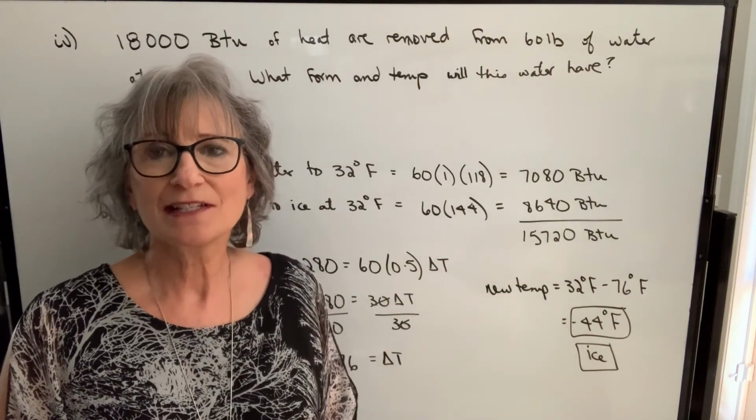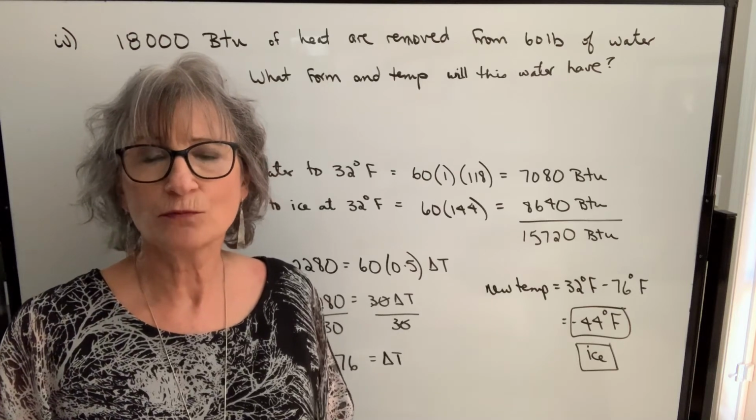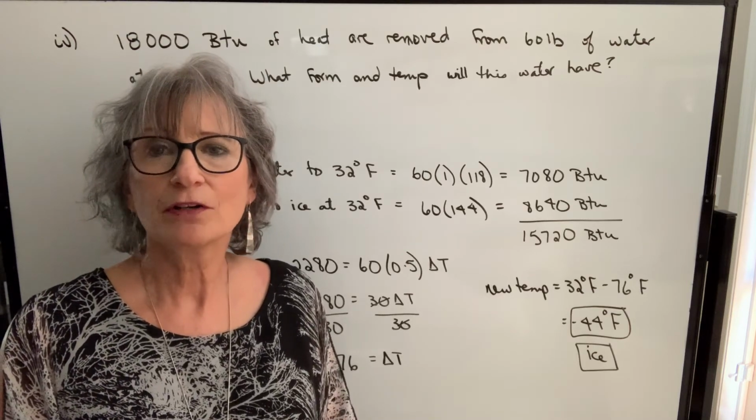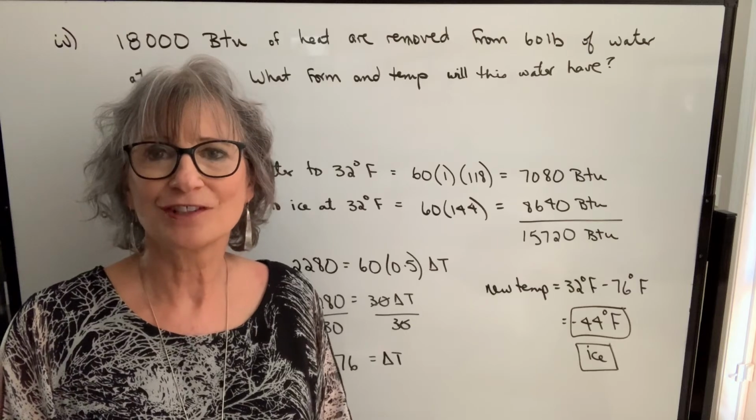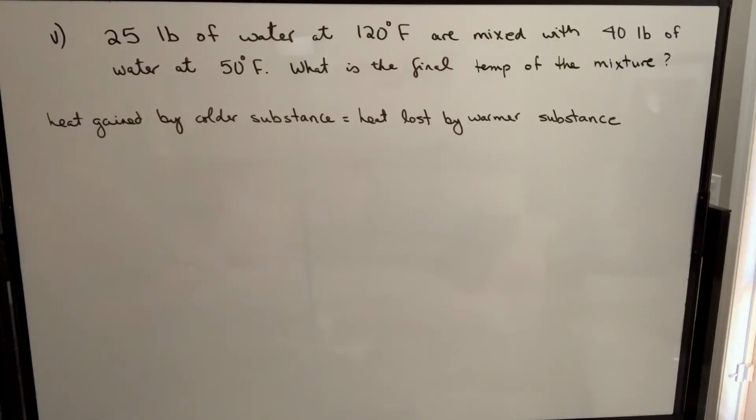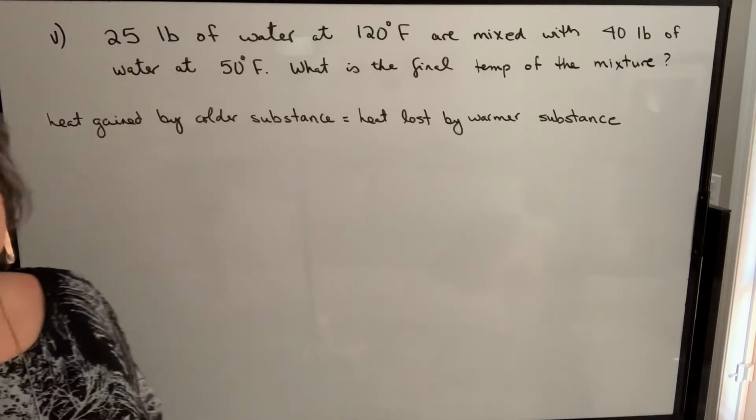Let's look at one more example. This time it's going to be two quantities of water that are mixed together, and we're going to find out the final temperature of that mixture. In our last question, we have 25 pounds of water at 120 degrees Fahrenheit mixed with 40 pounds of water at 50 degrees Fahrenheit. What is the final temperature of the mixture?